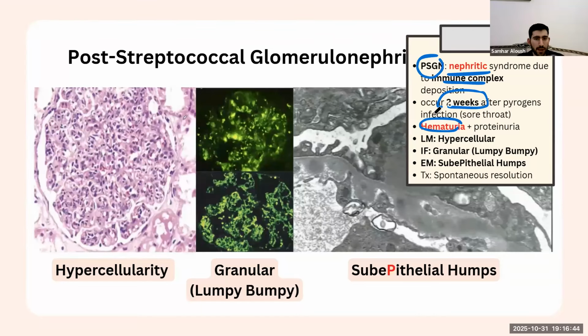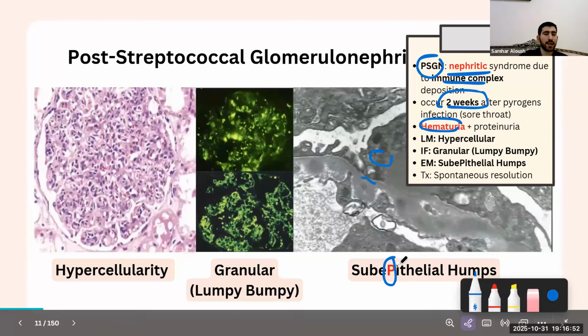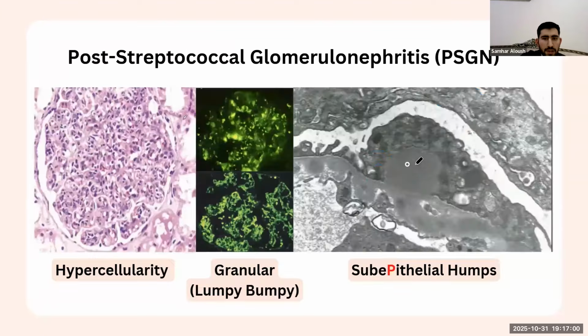Where do these immune complexes go? They go between the basement membrane and the epithelium. So it's subepithelial. Sub means under, and epithelial is the epithelium. So it's between the basement membrane and the epithelium. So it's subepithelial. You can see the picture here.